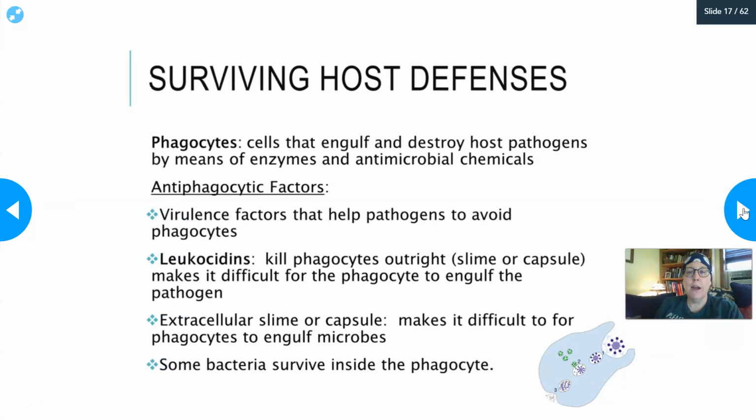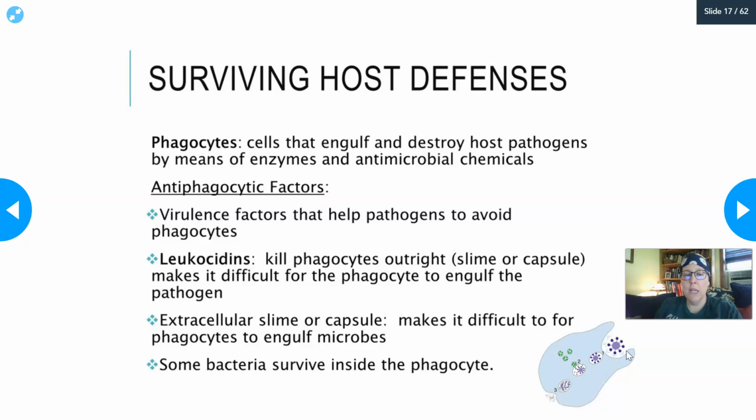So, surviving the host defenses. So once it's able to actually stick and stay in, now it is going to be attacked. So it has to be able to survive host defenses. So phagocytes are cells that will engulf and destroy pathogens by means of enzymes and antimicrobial chemicals. So as illustrated right here, it's a cell that can come in and just eat the pathogen. But some pathogens can produce what we call antiphagocytic factors, so they can fight back. So antiphagocytic factors are virulence factors that help pathogens to avoid these phagocytes.